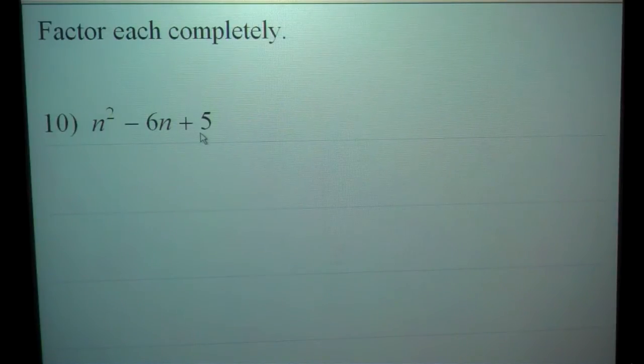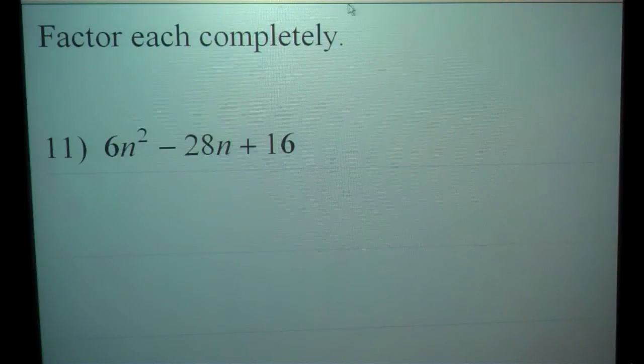Now we're factoring a trinomial. What are the factors of 5 that have something to do with negative 6? There is no GCF. Here's the answer. GCF. There's the answer. Make sure you take the 2 out and leave it out there. Okay, don't get rid of the 2 and just say 3n minus 2n minus 4. Make sure the 2's out there.